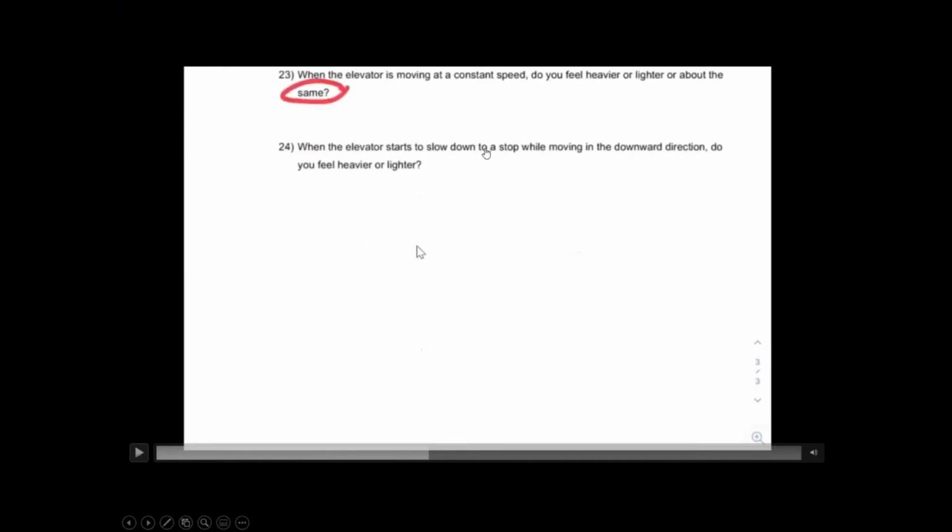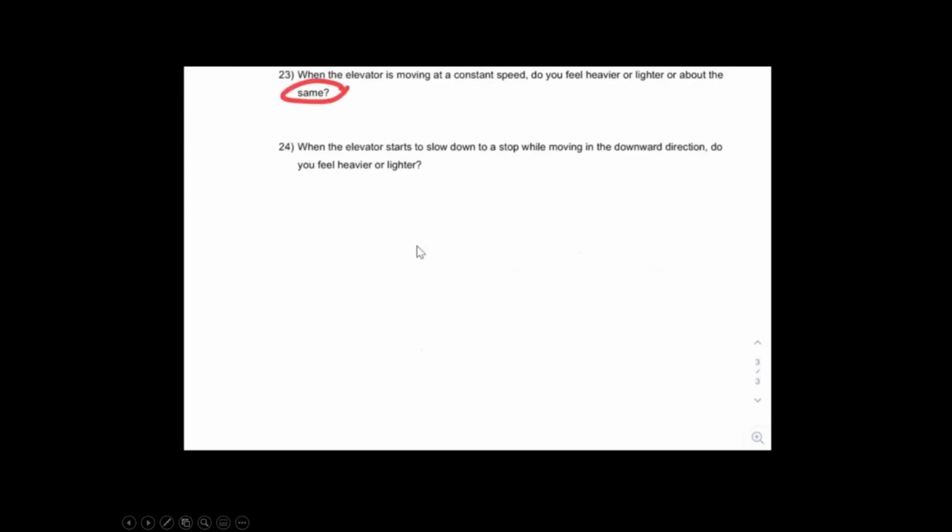When the elevator starts to slow down to stop while moving in the downward direction, do you feel heavier or lighter, or about the same? It's slowing down to stop, right? So you will feel heavier because the body is trying to maintain its initial motion. So it's going to resist changing motion.